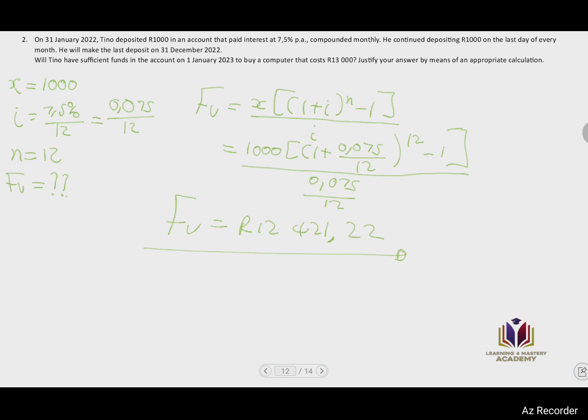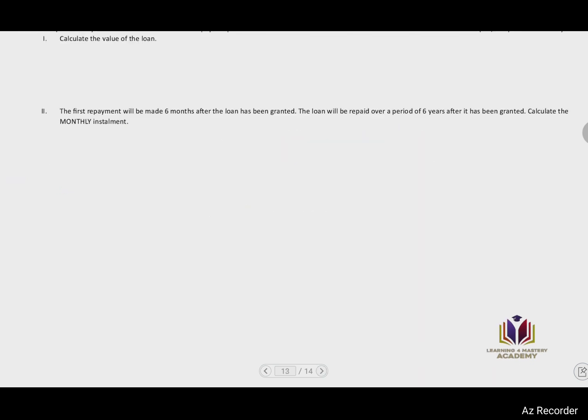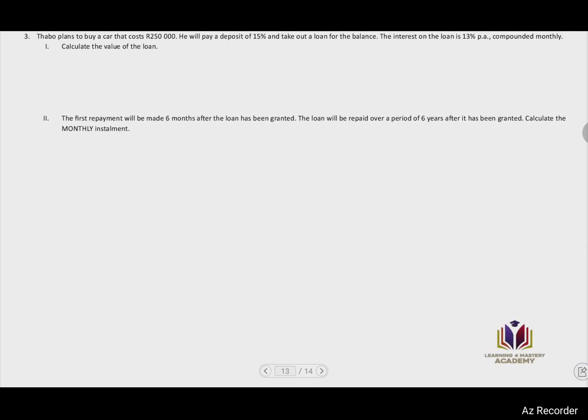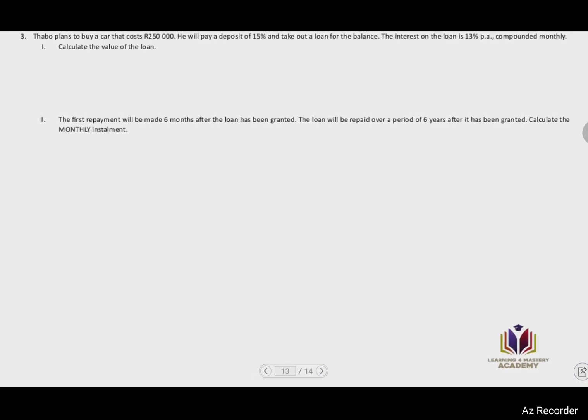This was straightforward, just like the first question. Again, as you can tell here, I didn't round off until the last question. Okay, then let's go on to the next question, which is going to be question 3, right? Now, question 3 reads as follows.